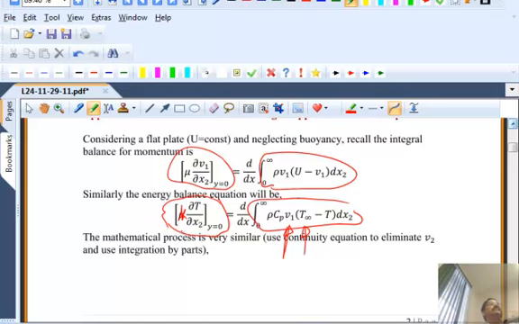Now, the friction factor for fluid mechanics is the same as the heat transfer coefficient for the heat transfer problem, which is the same as the mass transfer coefficient for the mass transfer problem. Okay, you should know this analogy: f, h, and k.